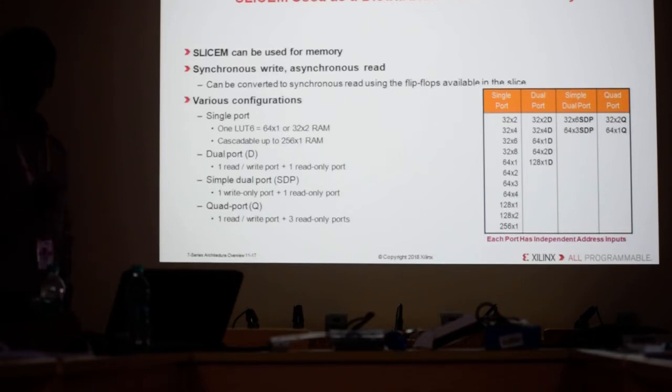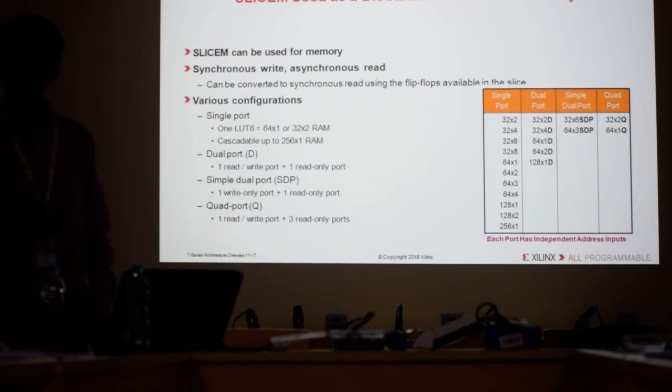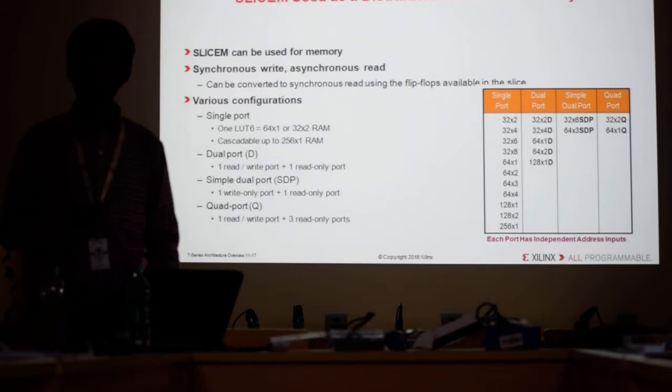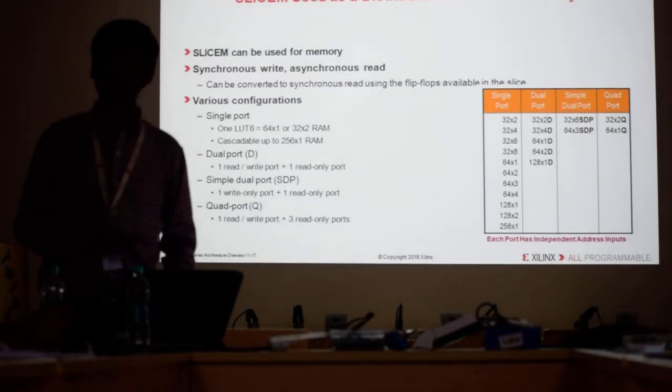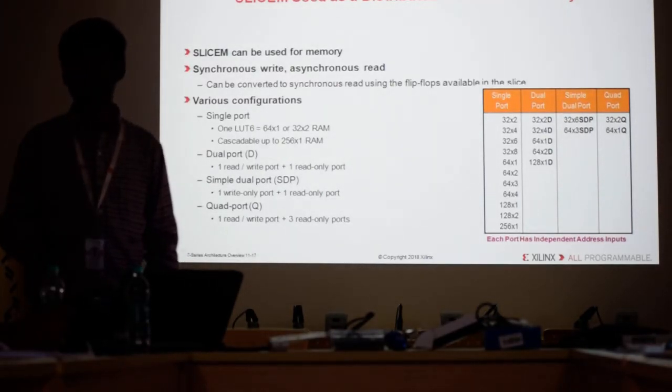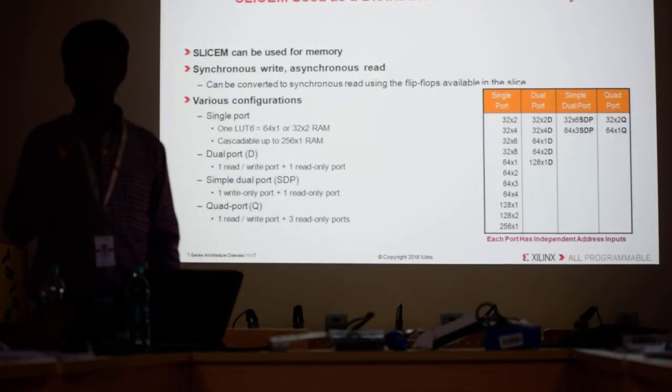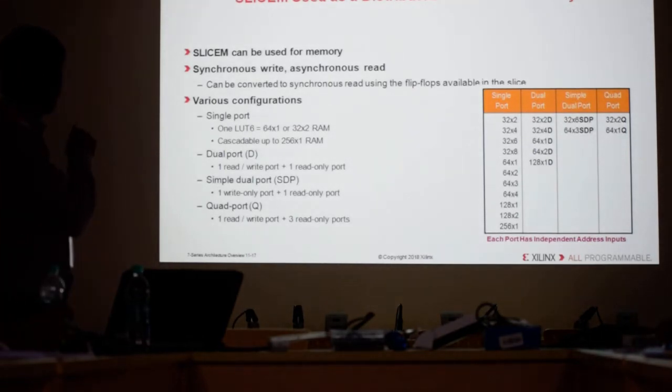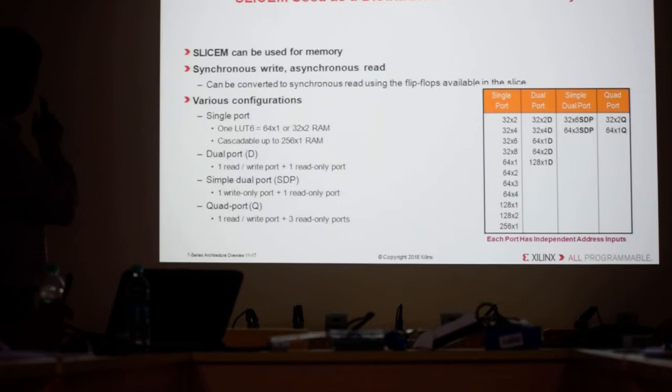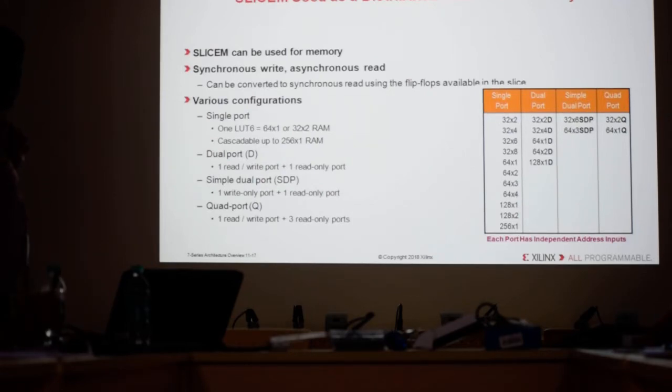There is a section called the IP catalog, where you can configure anything on the board you want to control. Through the IP catalog, you can select what kind of memory you want: single port, dual port, simple dual port or quad port. Whichever port type you want, you can configure. A single port can be one LUT cascaded, with a configuration like 256 by 1 RAM.